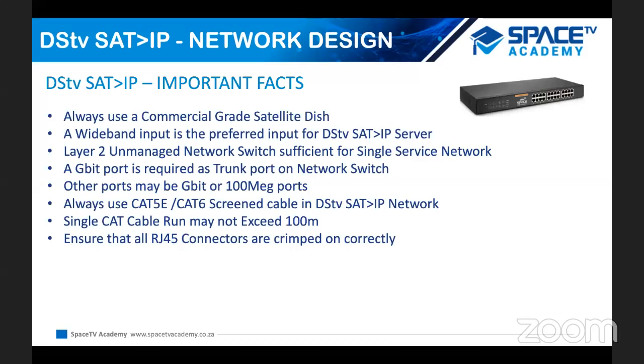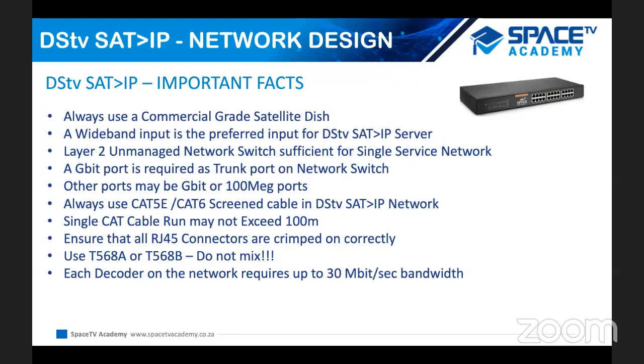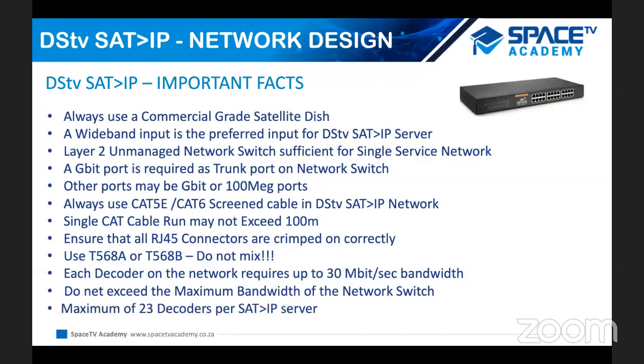Obviously, ensure that all your RJ45 connectors are crimped correctly, as we mentioned earlier, and use either the A or the B standard. Do not mix them up. Each decoder on the network requires 30 megabits per second, as we've mentioned, and do not exceed the maximum bandwidth of the network switch. Depending on the port, if it's a gigabit port, and I'll show you some practical examples now to explain it more clearly, you cannot exceed the bandwidth of what that port can handle. And we said a maximum of 23 decoders per server.